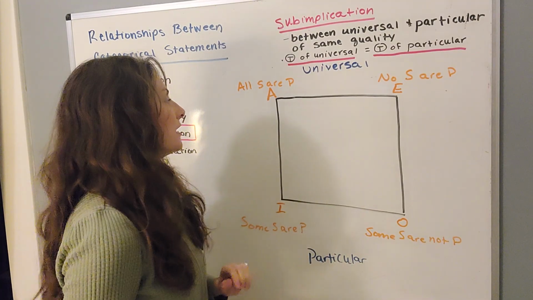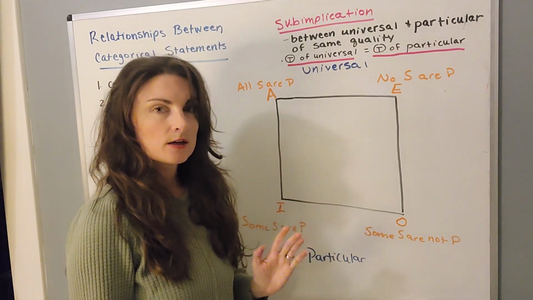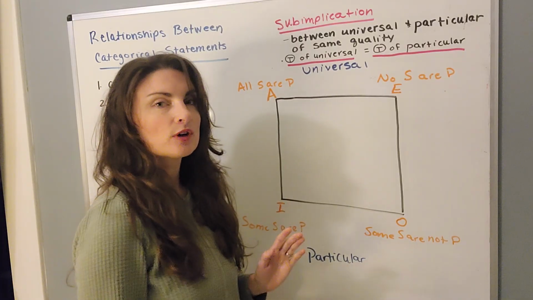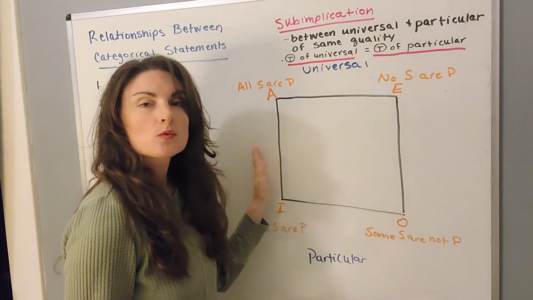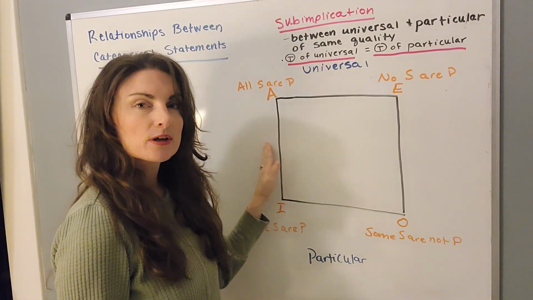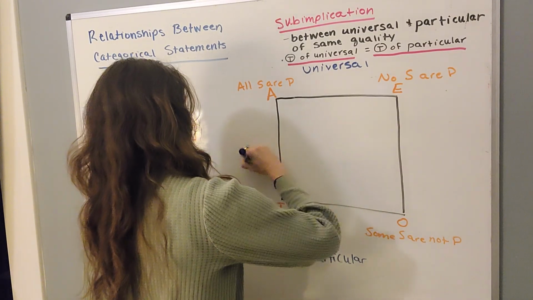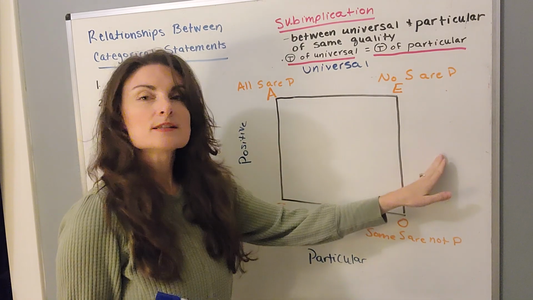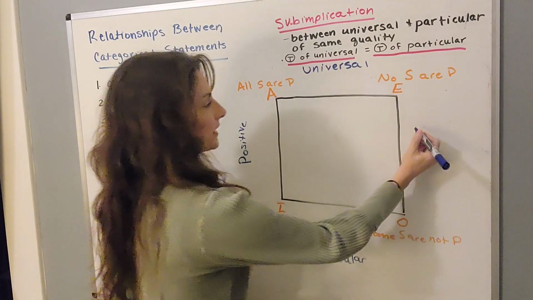Okay, now that's quantity. Now we're going to look at quality. What is being said of the subject? Is something being affirmed or denied about it? On the left side, we are affirming something of our subject. So this is the positive side. On the right side, we are denying something of our subject, so this will be our negative.